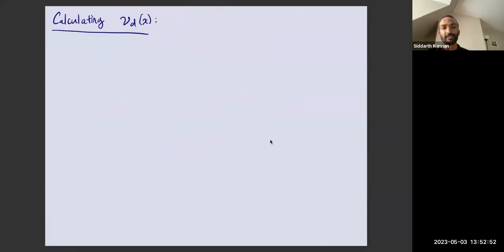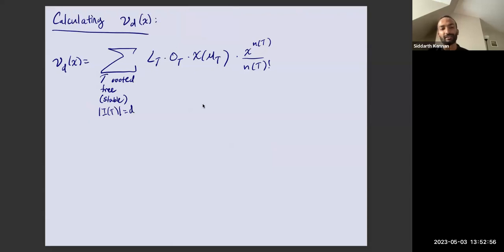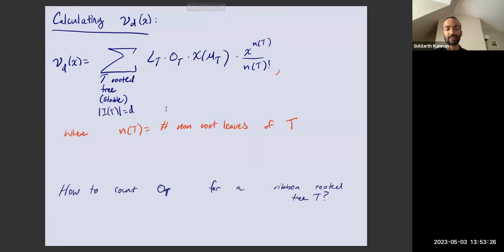So in general, calculating this nu sub d of x, it's a sum over rooted trees with d internal vertices, and then there's the number of ways of labeling the leaves, there's the number of orderings, and then there's this product over vertices, and n of t is just the number of non-root leaves of t. So this is just writing this generating function as a sum over all rooted stable trees with d internal vertices. It's not too important, but it begs the question of how do you count these orderings? There's no reason for the word ribbon here. So how to count these orderings for a general rooted tree T.